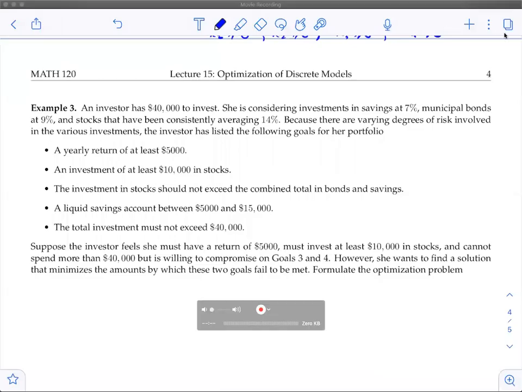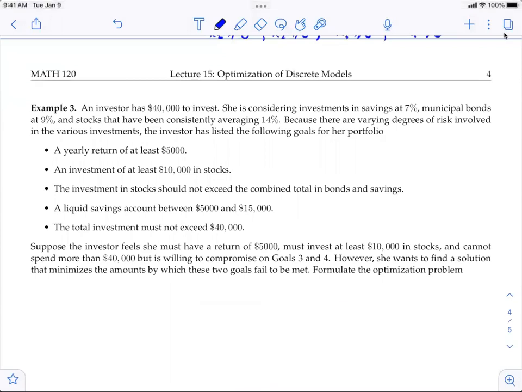So in this example, an investor has $40,000 to invest. She is considering investments in saving at 7%, in bonds at 9%, and in stocks that have been consistently averaging 14%. Because there is a varying degree of risk involved in different investments, the investor has listed the following goals for her portfolio. So she has 5 different goals here.